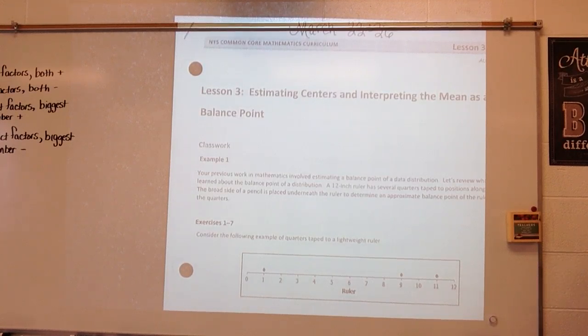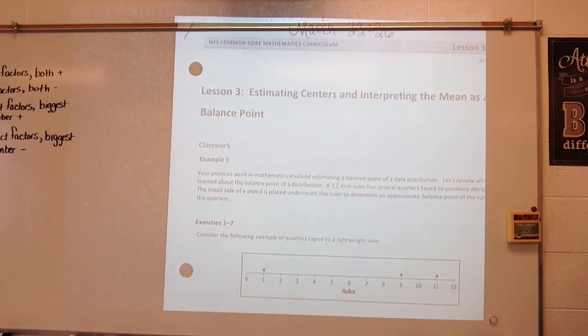Alright, so we're going to look at this. It says, consider the following example of quarters taped to a lightweight ruler. There is a quarter taped at 1 inch, a quarter taped at 9 inches, and a quarter taped at 11 inches. How do you think the quarter located at the 1 inch position affects the balance point? If that quarter were moved to the position of 3 inches, what would happen to the balance point?